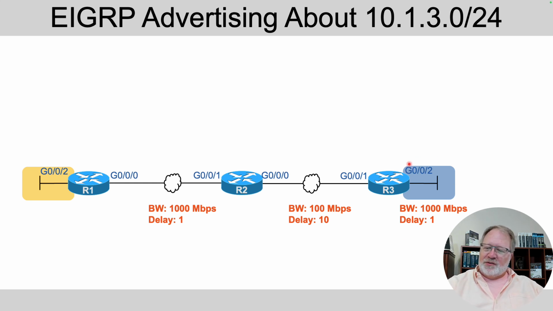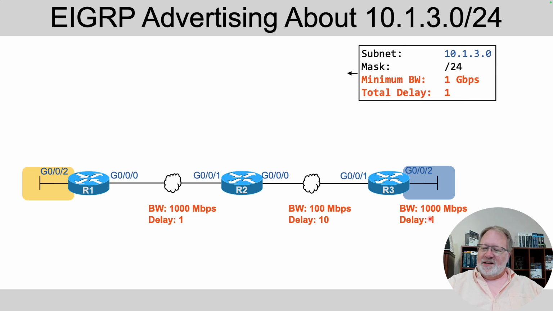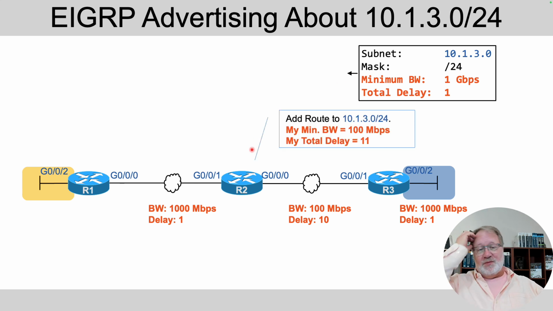So we're back to this subnet 3 on the far right, and we see the bandwidth is 1,000 megabits, that is 1 gigabit per second. So when R3 advertises about subnet 3 with EIGRP, it says, hey, my minimum bandwidth between me and this subnet is 1 gig, and my total delay is 1 because the delay setting on that right-hand interface is 1. All right, so that message gets over router R2, and R2 thinks like this. Well, I learned a route to subnet 3. Let me add that route to my routing table, and I'm going to calculate a metric based on that minimum bandwidth of 100 megabits.